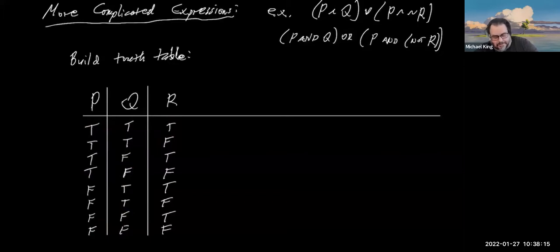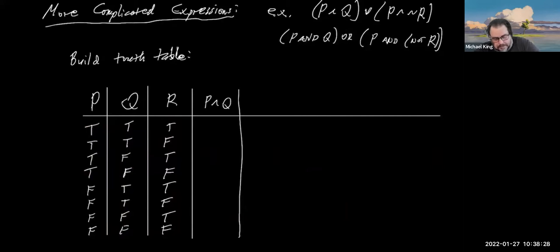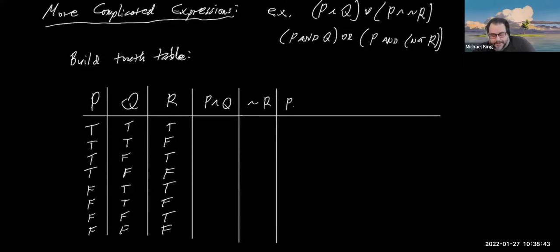Okay, and then if you want to actually build the truth table, you have to build it in steps, right? So we could make a P and Q column. I guess we need a not R column where we negate everything in R. We need a P and not R column to combine those. And then we need to OR these 2 columns together. So you can think about how you would build up to this.